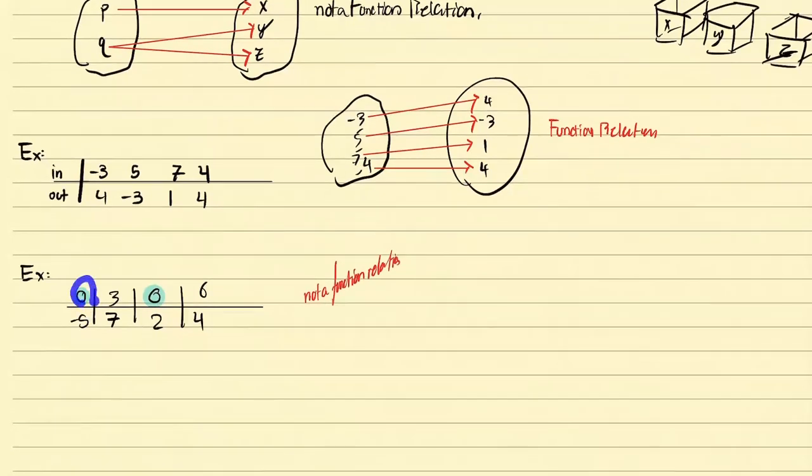I plug in 0 and it says it should go in the -5 bin. But then over here it contradicts itself. It says 0 should go into the 2 bin. That's the contradiction. Here it says -3 should go into the 4 bin. That's okay. Here it says 4 should also go into the 4 bin. That is also okay.